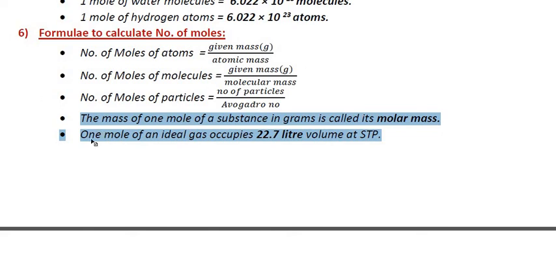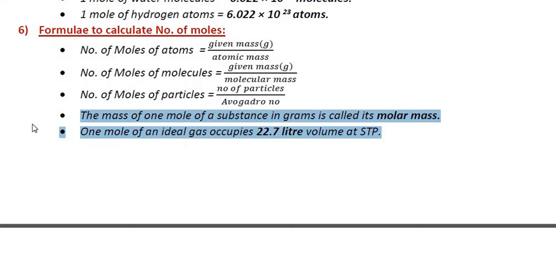Now what is the volume of 1 mole of an ideal gas? 1 mole of an ideal gas occupies 22.7 liter at STP. STP is standard temperature and pressure. I repeat, 1 mole of an ideal gas occupies 22.7 liters volume at STP.